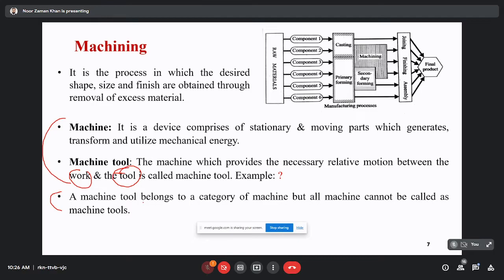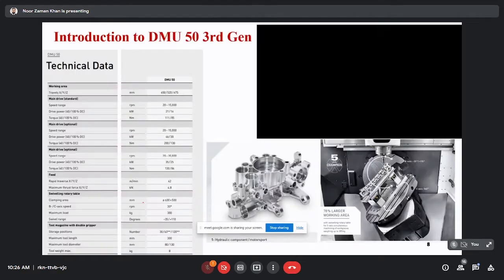So before going to discuss the micro machining, first have a brief introduction to the DMU 50 third generation machine, which is available in our campus, which is a 5-axis vertical machining center. So this is the technical data for that machine, DMU 50 third generation.